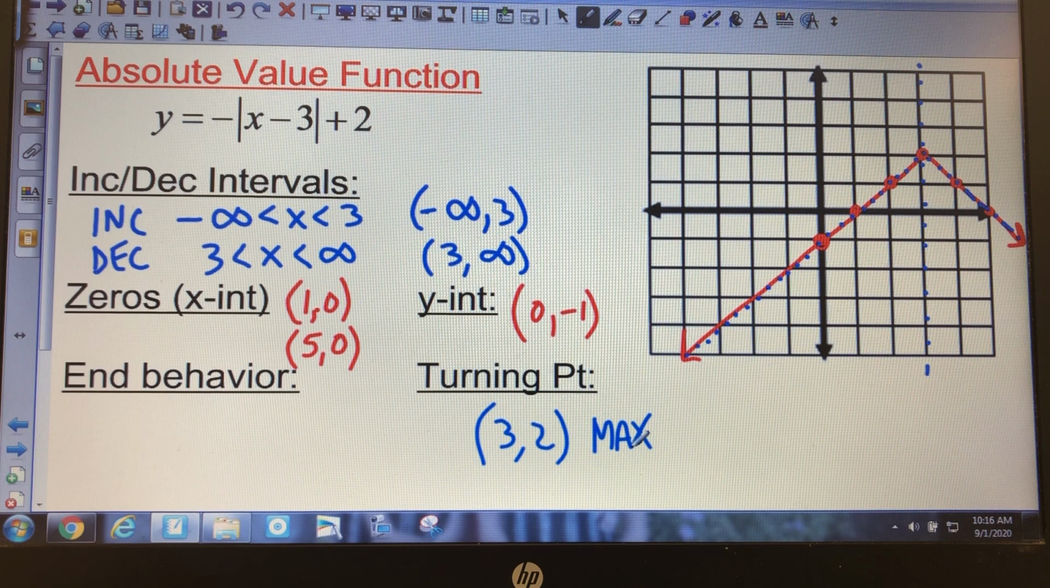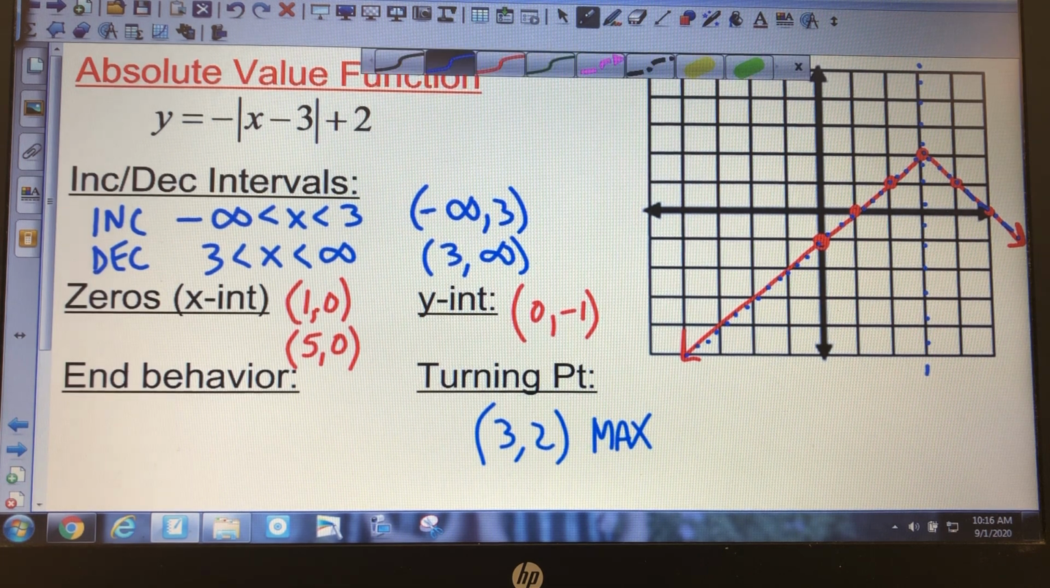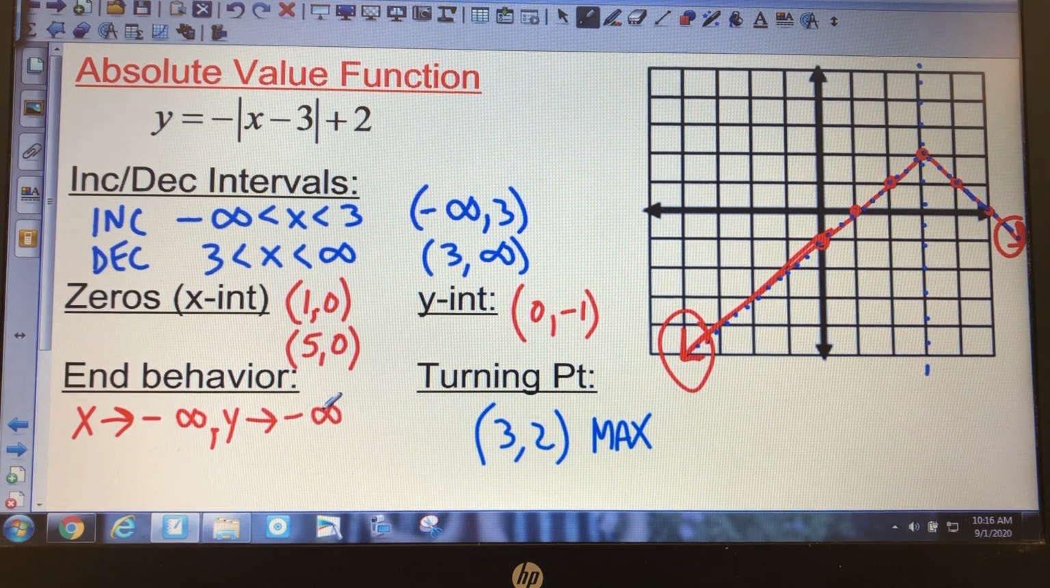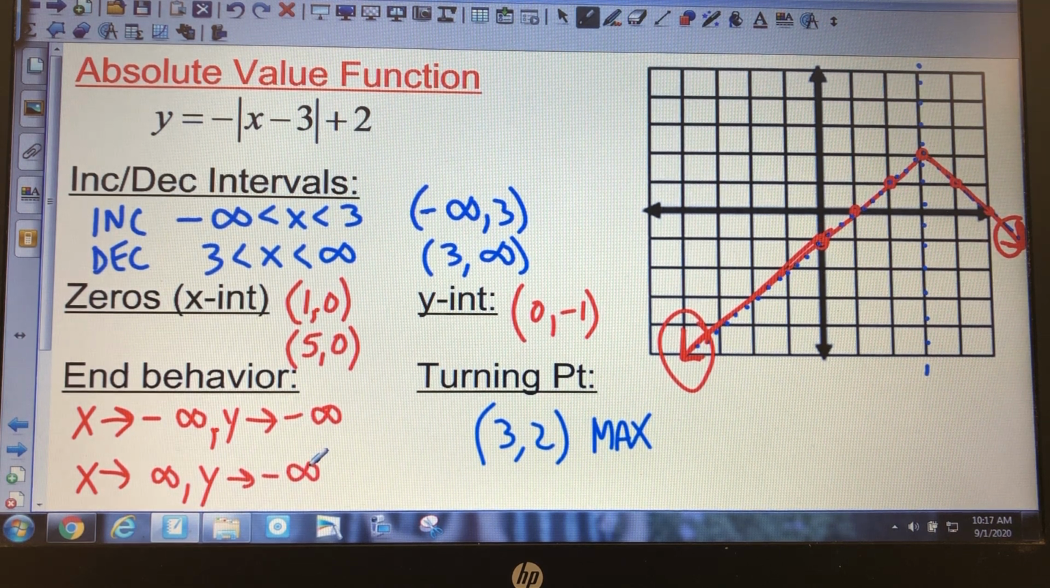Okay? The end behavior. So again, here's your end behavior. Look at your arrows. As we go to the left, we're going to the left and down. So x approaches negative infinity when y approaches negative infinity. That's your left-hand end behavior. Your right-hand end behavior, x is going to the right, so x approaches positive infinity. y is going down, so that approaches negative infinity. So there's a typical absolute value function.